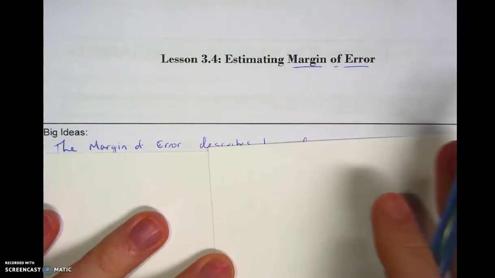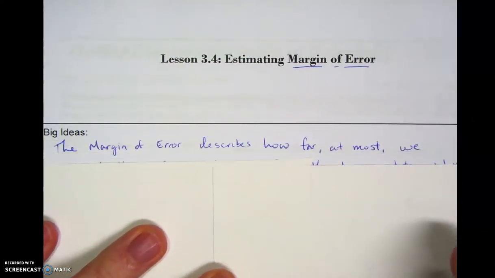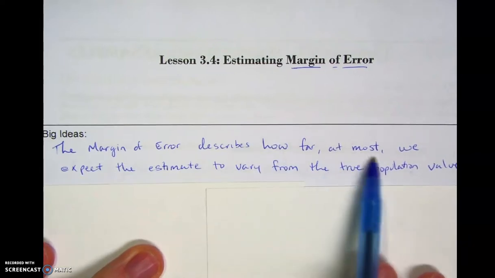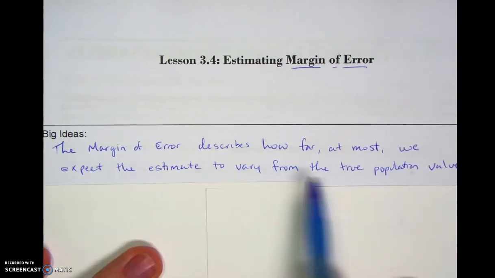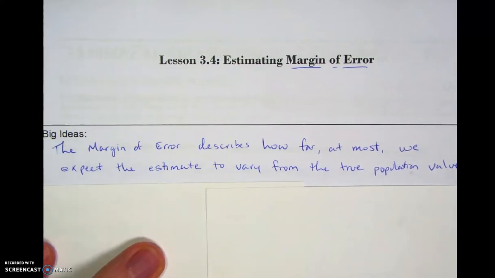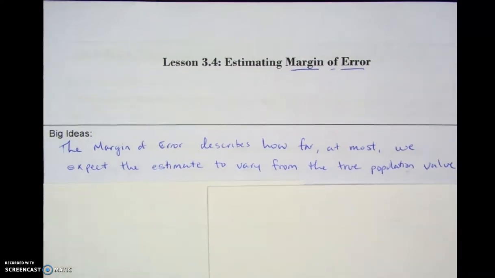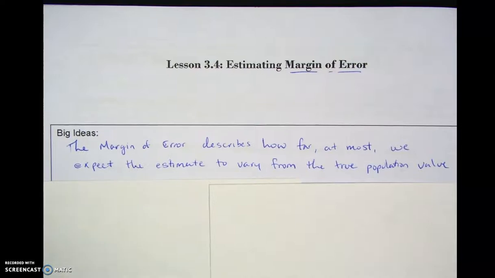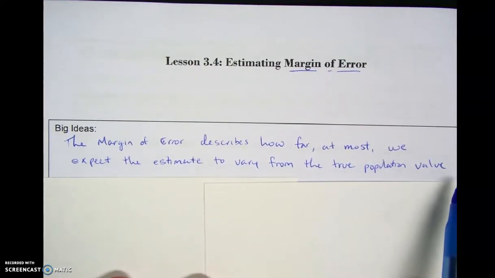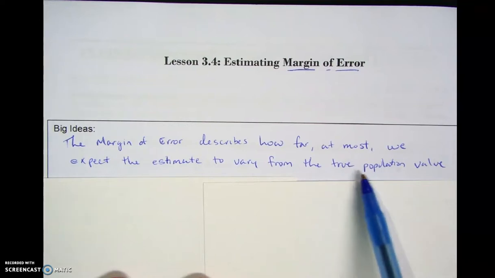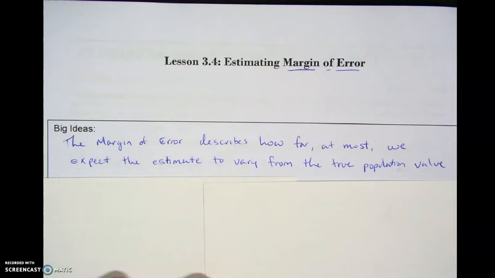What does that mean? The margin of error describes how far at most we expect the estimate to vary from the true population value. So what are we thinking about? In statistics, we're always trying to predict something. What is that something that we're trying to predict? We're trying to predict something about the population. The most straightforward example is if we're trying to predict an unknown, something about the entire school, something about the people who are going to vote, something we don't yet know.